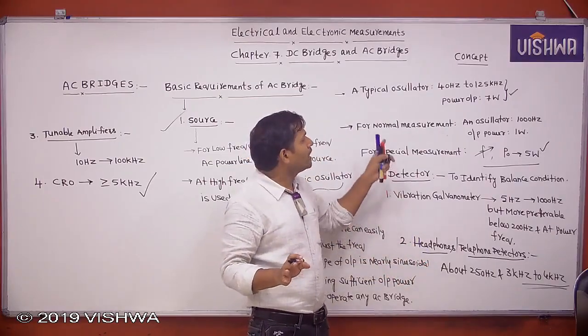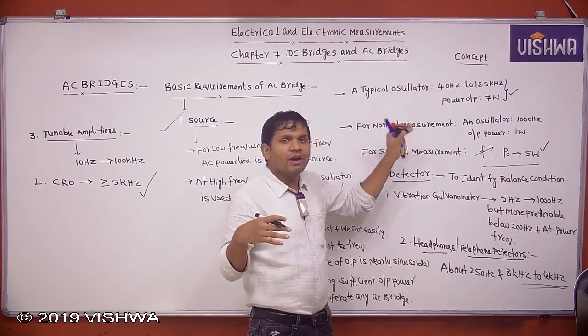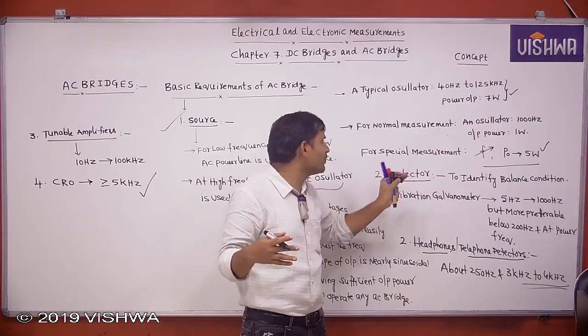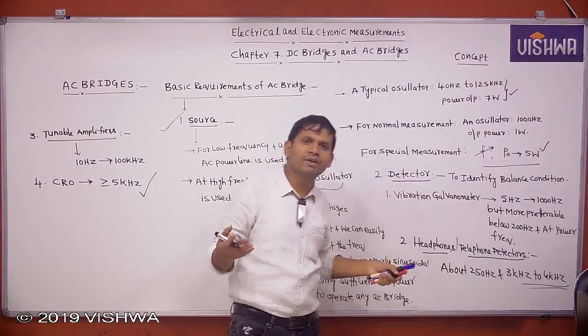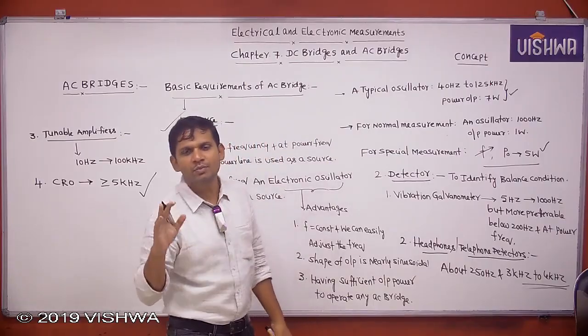Then we can expect: what is the rating of the typical oscillator? For normal measurement, which type of oscillator is preferable? For special measurement, which type of oscillator is preferable? What is the advantage of using the oscillator circuit? Okay, remember these points.